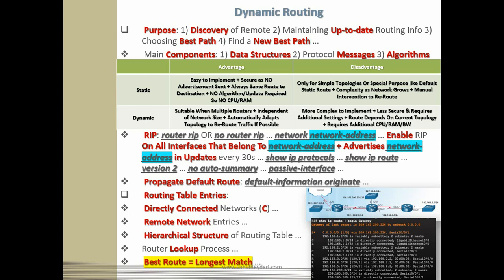We have path vector exterior gateway protocol. Here we only go through BGP, Border Gateway Protocol, that operates between ISPs.